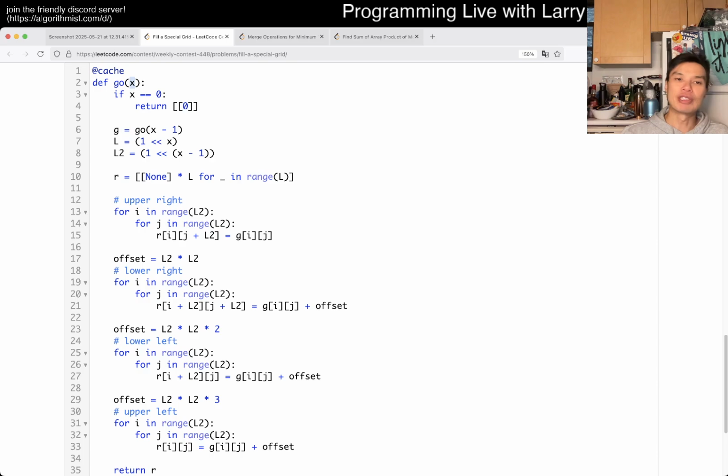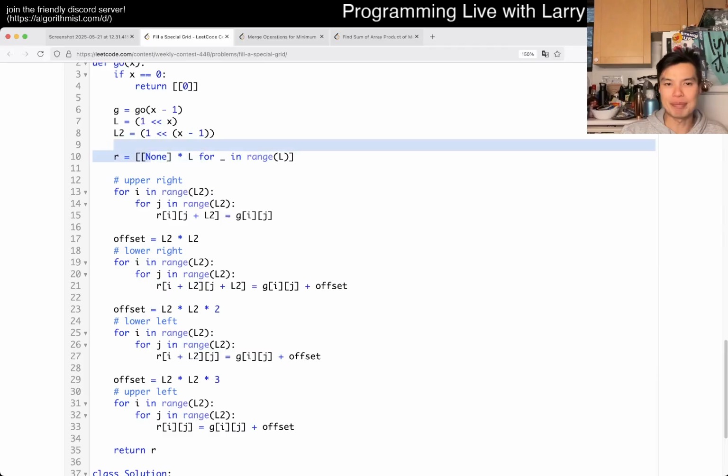Otherwise, here we recursively handle a grid of size 2 to the x, if you will, by going one smaller and looking at the special grid on the quadrants. Keep in mind that if you have an n by n grid, each quadrant is an n over 2 by n over 2 grid. It's in the name, it's a quad, right? Quadrant.